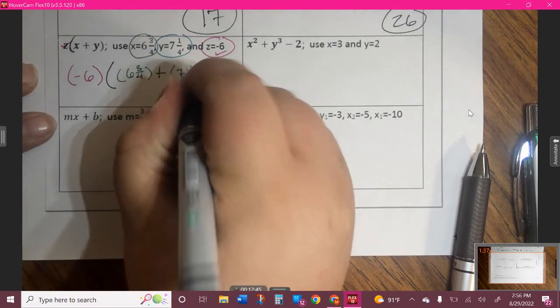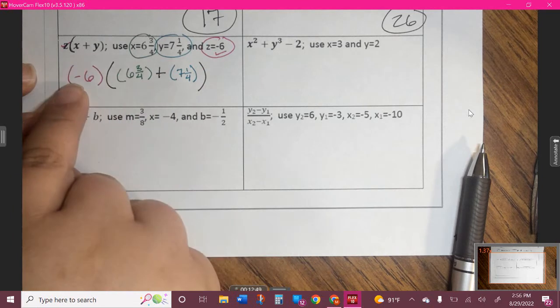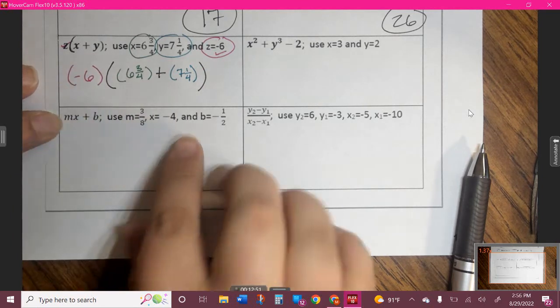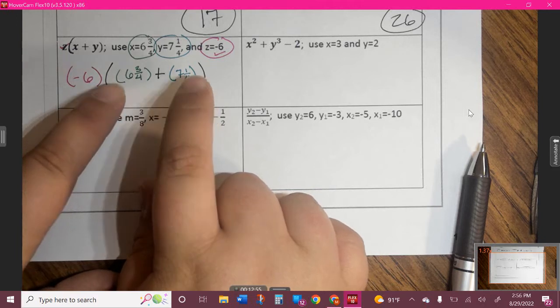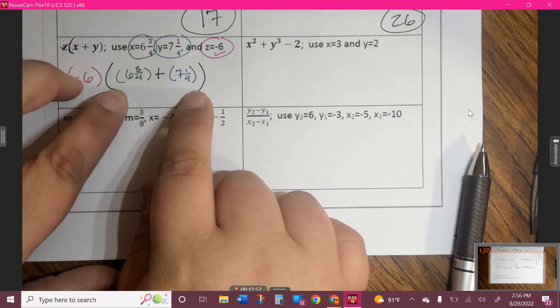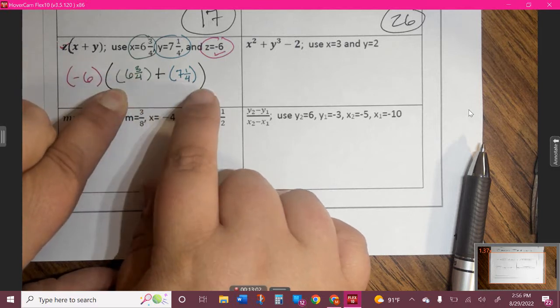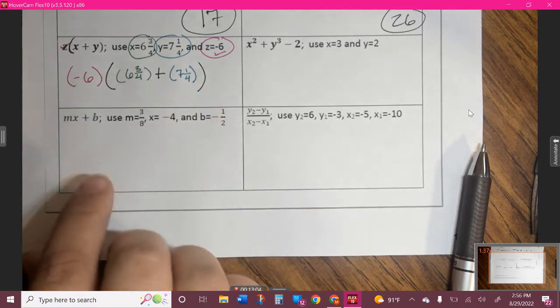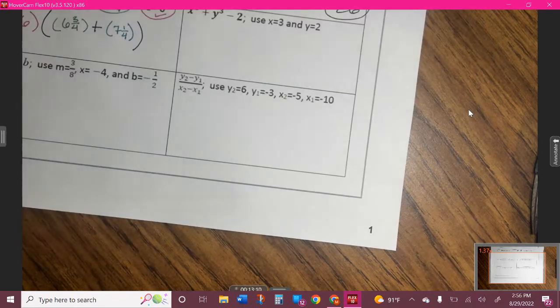So your calculator is going to add those things first and then multiply by negative 6. And it wouldn't have done that if these parentheses weren't here. If those two parentheses weren't here, it would have done the negative 6 times 6 3/4 and then added the 7 1/4. So having the parentheses does help a lot. It never hurts you to have more. It is just helpful to keep everything organized.